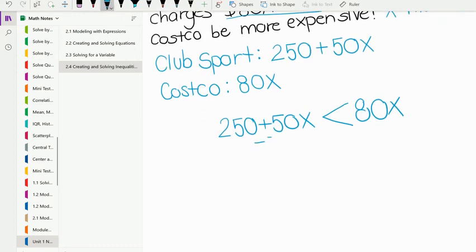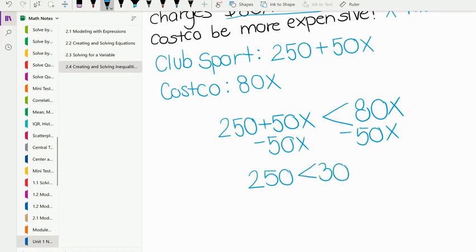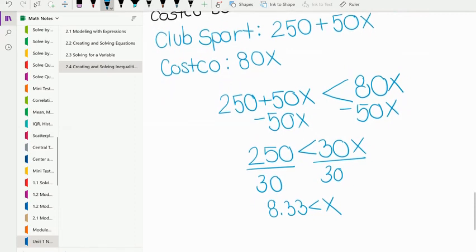So now I go ahead and solve it. I'm going to subtract 50x from both sides. So I get 250 is less than 30x, and then I divide by 30. When you do 250 divided by 30, you end up getting 8.33. But when we pay monthly fees, we pay them at the end of the month.